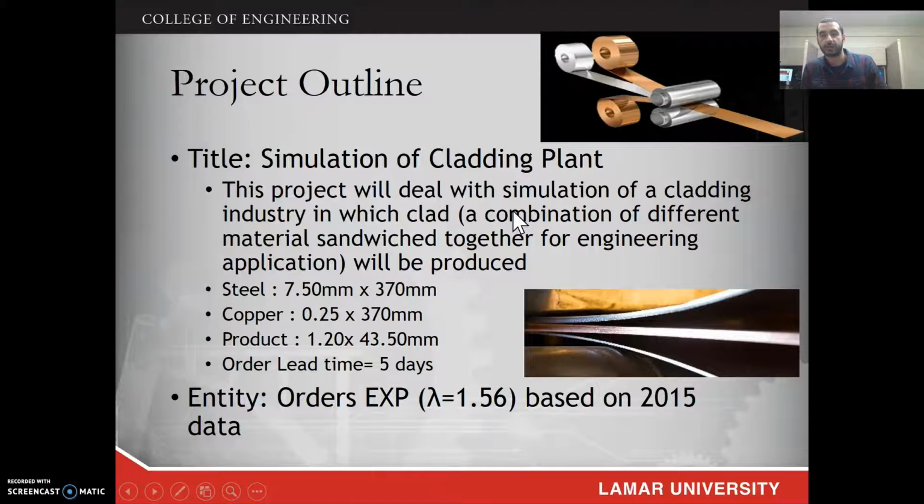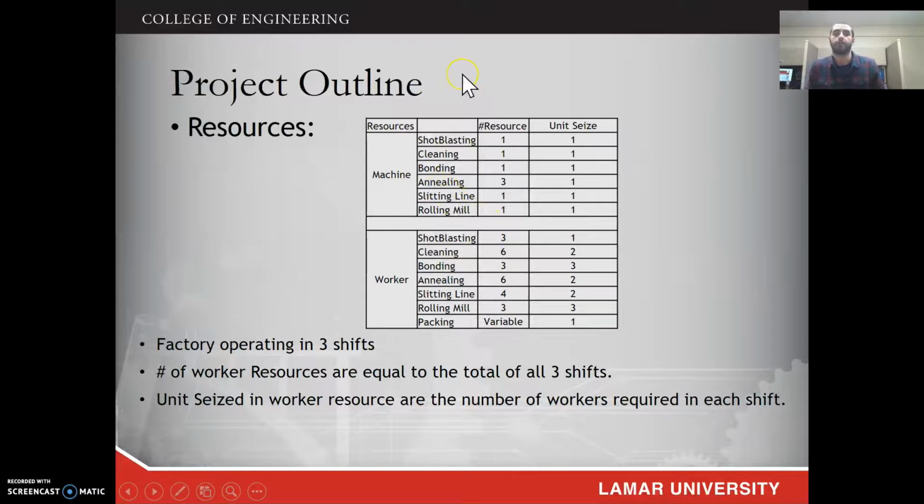In this project, our entity will be orders which will arrive to our system with an exponential distribution. About our processes, we'll have two kinds of resources. The first one is our machines, which consist of shot blasting, cleaning, bonding, annealing, and so on. And we'll have workers which are allocated to our different machines. And the workers will be working in 3 shifts.